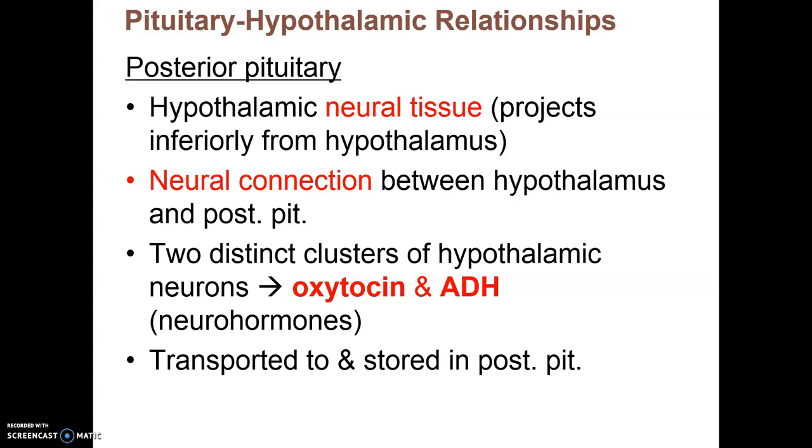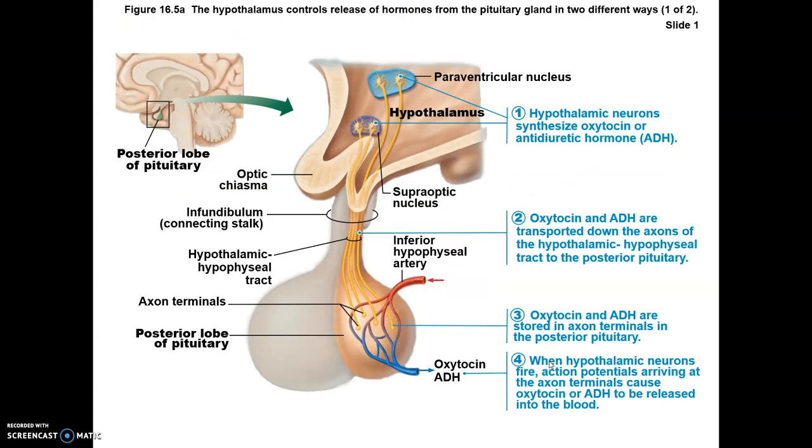They are synthesized by the hypothalamic neurons and are transported and stored in the posterior lobe of the pituitary gland. See here, this is the posterior lobe of the pituitary gland and these are the neurons, and they synthesize the oxytocin and ADH and then release them in the posterior lobe.